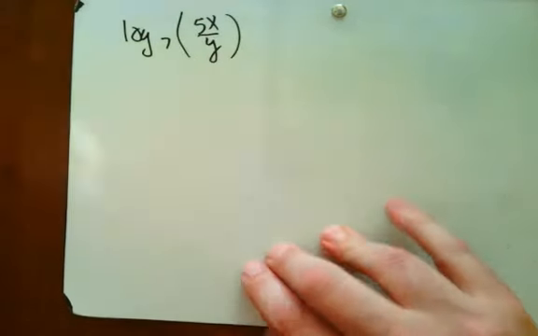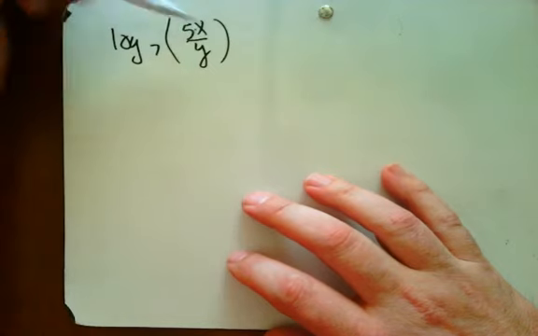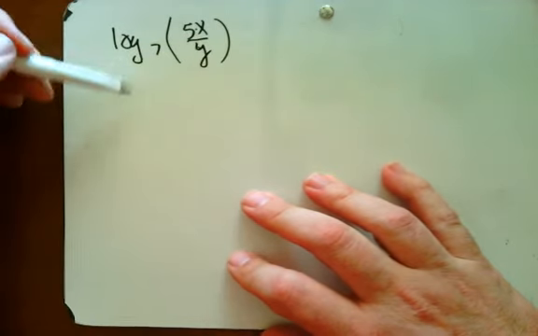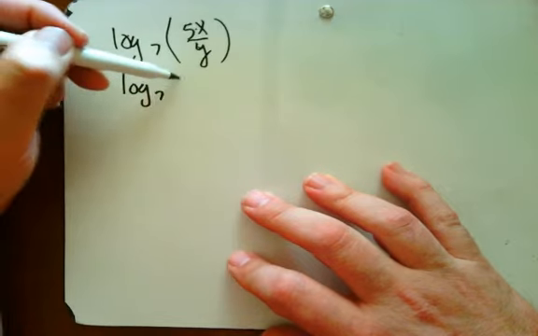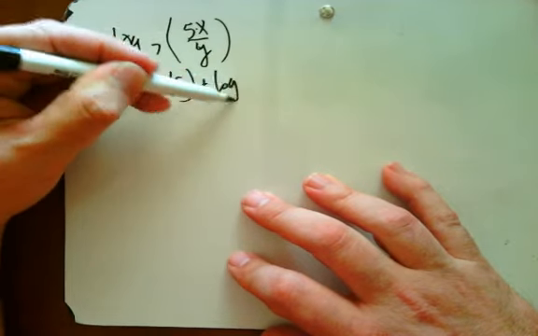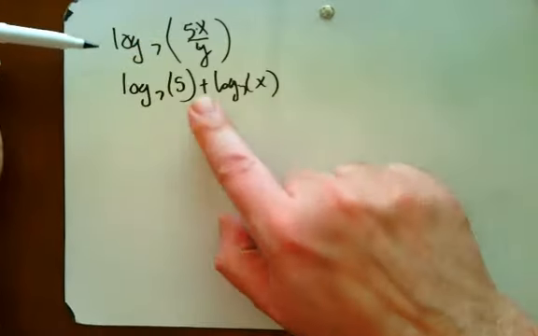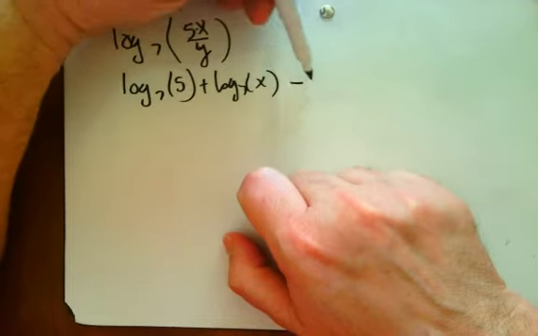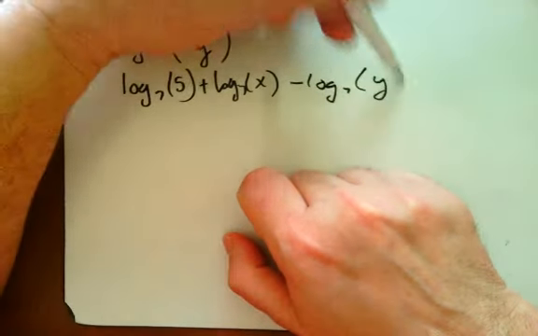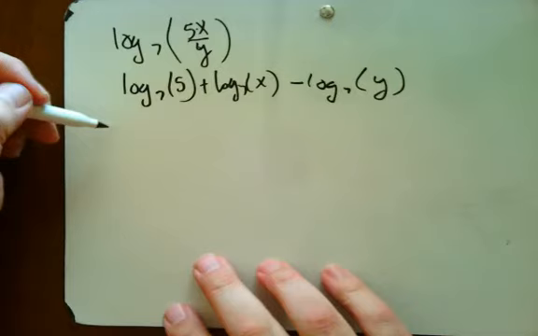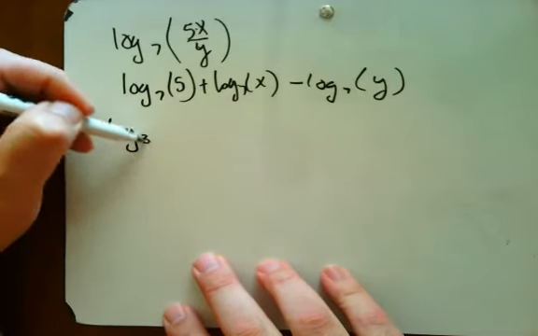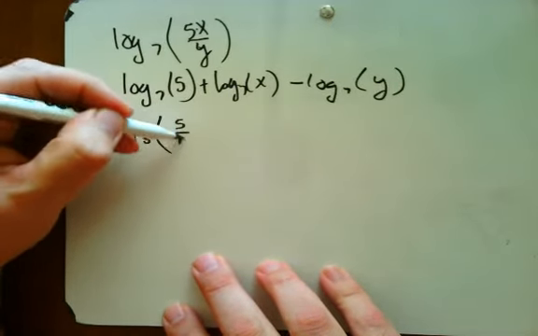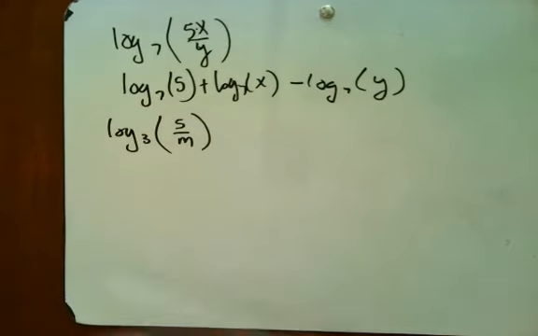I'm sorry if I just erased that too quickly for you, but I wanted to look at log base 7 of 5xy. Okay, so I see here a product on top, but a quotient with the y. And so that's going to mean I'm going to do log base 7 of 5 plus log base 7 of x, because those are joined together with multiplication. And the y is being divided, so I'm going to do minus log base 7 of y. Okay? Why don't you try this one?